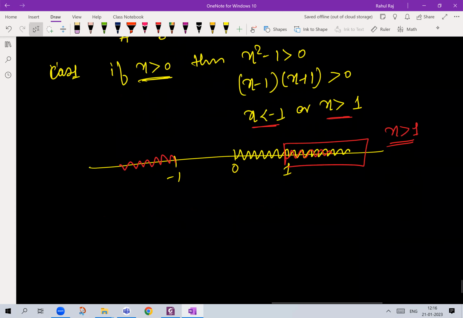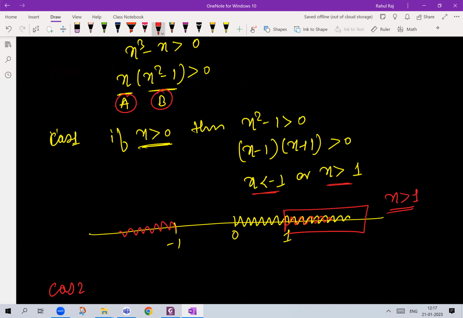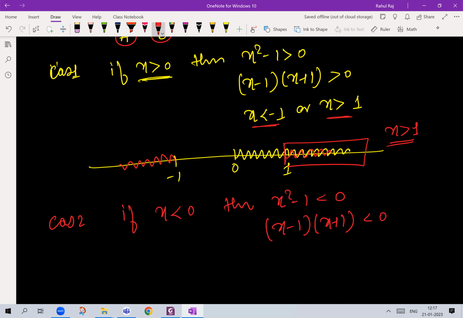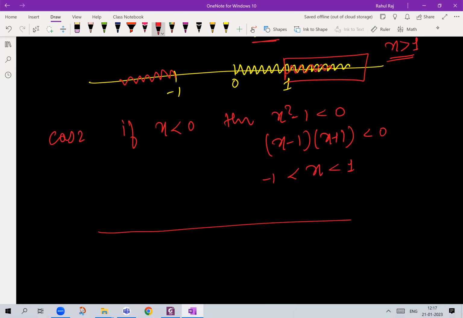Now, case 2 would be what? That if x is less than 0, x square minus 1 should also be less than 0. That is, if x is less than 0, then x square minus 1 is also less than 0. And x square minus 1 is x minus 1 into x plus 1 less than 0. So x minus 1 into x plus 1 less than 0 means what? x lies between negative 1 and positive 1. That is straightforward. x minus a into x minus b less than 0. I hope it's clear.